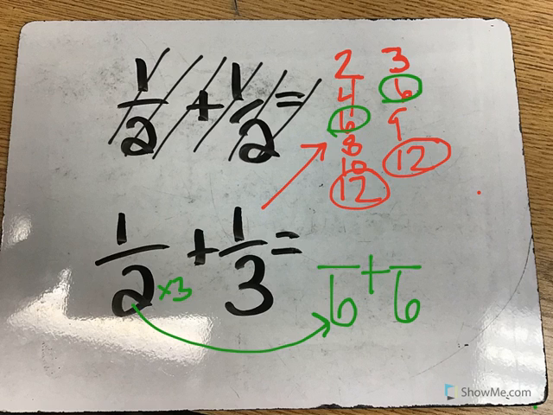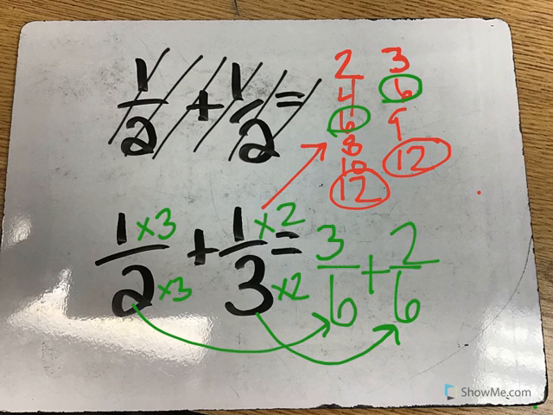Now the property of 1 is whatever you do to the bottom, you do to the top. Whatever you do to the denominator, you do to the numerator. So 1 times 3 is 3. Now I'm going to ask, how did I go from 3 to 6? That's right, times 2. And whatever you do to the denominator, you do to the numerator, and 1 times 2 is 2. So this is my equivalent addition problem. This is equivalent to 1/2 plus 1/3. But I had to do that because I needed to find a common denominator so I could actually add them up. And this would work for adding or subtracting. You always have to have a common denominator.